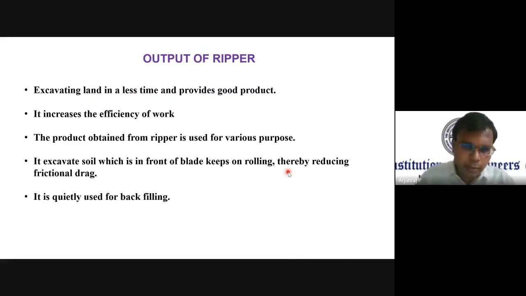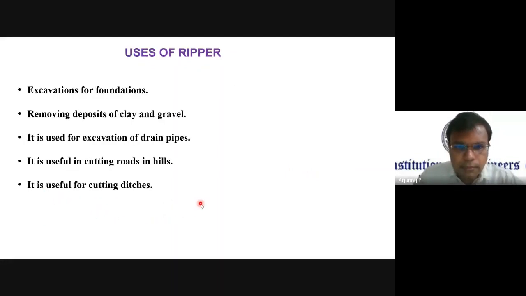What is the output of the ripper? The output is used for excavating the land in less time. The time will be very less, and it provides a very good product. It increases the efficiency of work. The product obtained from the ripper is used for various purposes. It can excavate the soil in front of a blade, which keeps on rolling, thereby reducing the frictional drag. It is also used for backfilling as well.